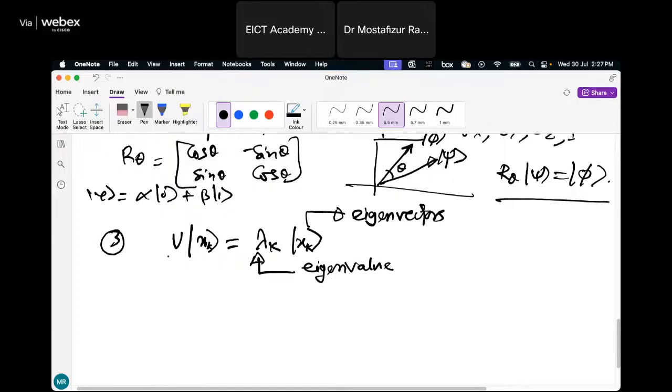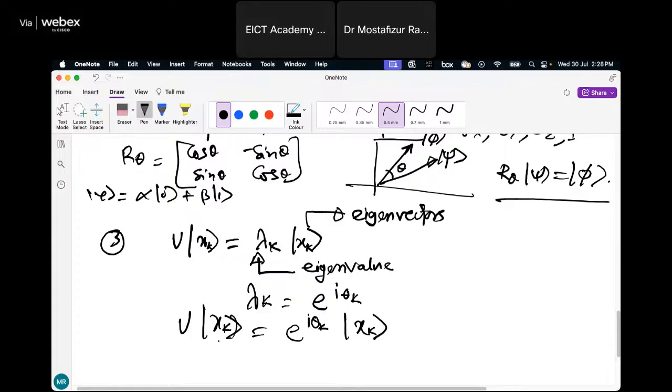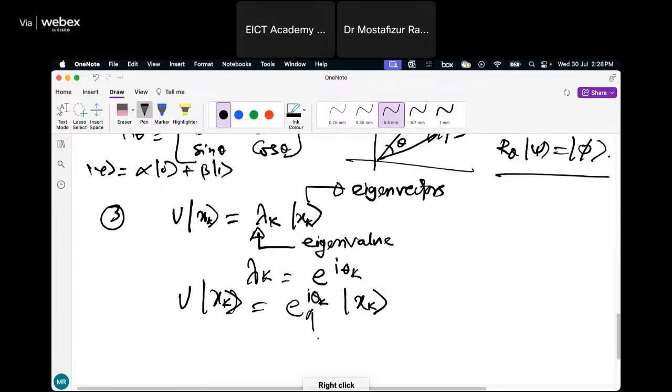So if it is a unitary matrix, then we can represent lambda_k equals e to the power i theta_k. That means U ket x_k equals e to the power i theta_k ket x_k, right? This is the equation. Now what is happening? Instead of basically estimating the entire eigenvalue, you are only estimating the phase, right? Estimating the phase is equivalent to estimating the eigenvalue.